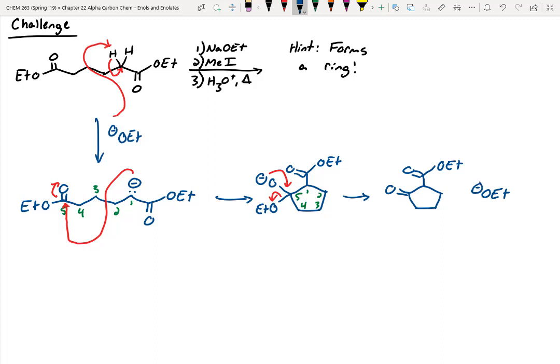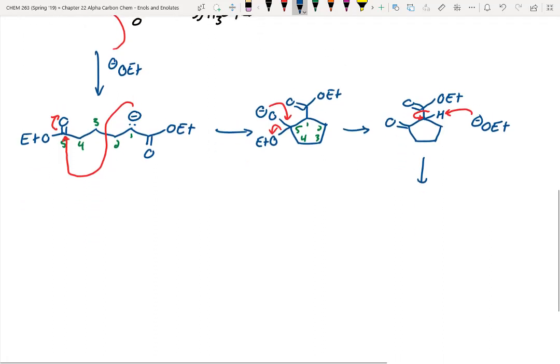All right, it won't stop here. What will happen next? We have another alpha proton that in this case is even more acidic than our original alpha proton. Why? It's in between two carbonyl groups. So it's doubly resonance stabilized. So we're getting there. All right, so now we've got this enolate down here with the negative charge.